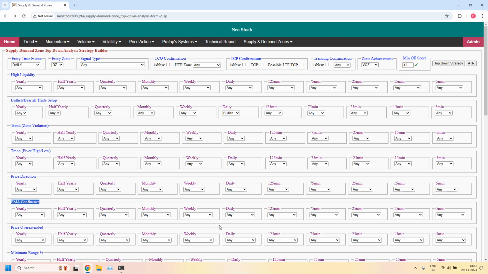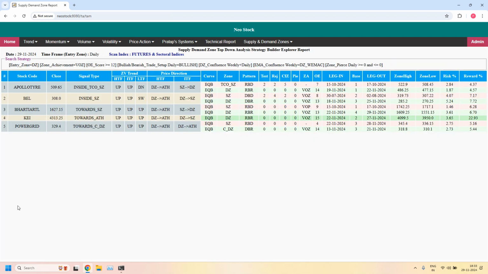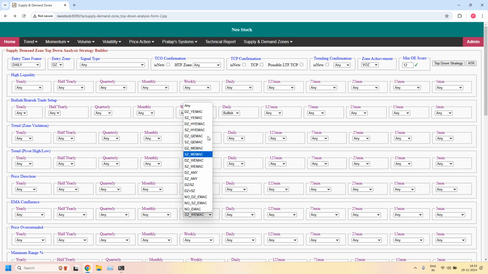In the EMA confluence at weekly time frame, the filter weekly demand zone having weekly EMA confluence is enabled. With this filter, the list is now reduced to 5 stocks. So these 5 stocks are even more high probability setup supported stocks. Okay, next let us look for LTF, ITF, HTF demand zone confluence. I am removing the EMA filter.